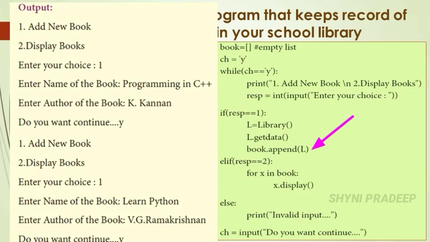Next, book dot append L. L is the object name. Append means this book is added to the library list. What is the list name? Book. Here the book name and author name are added.